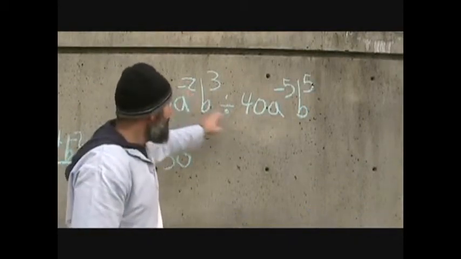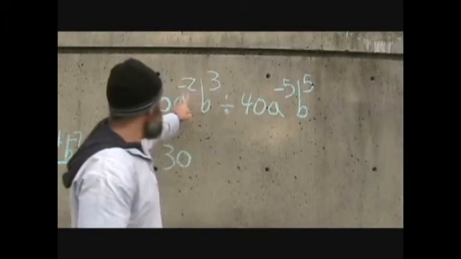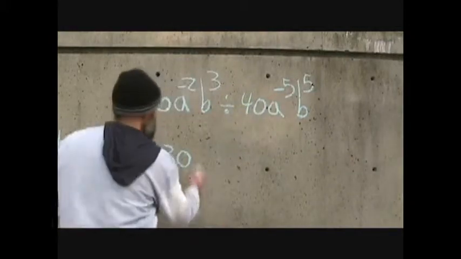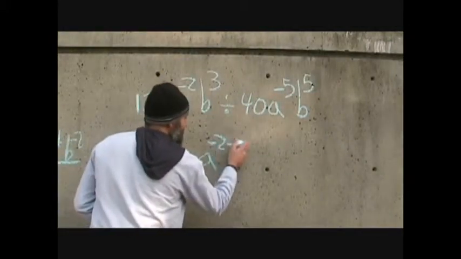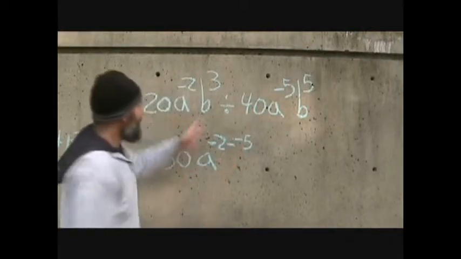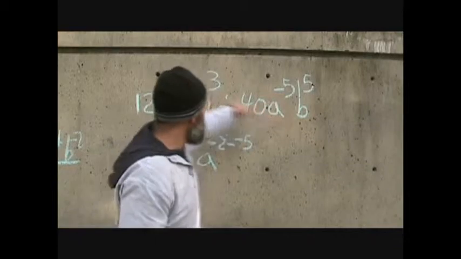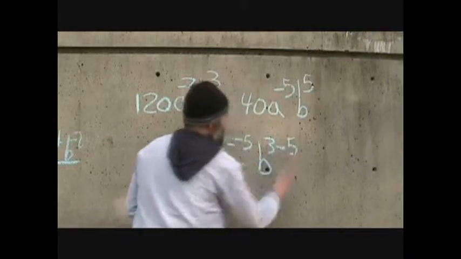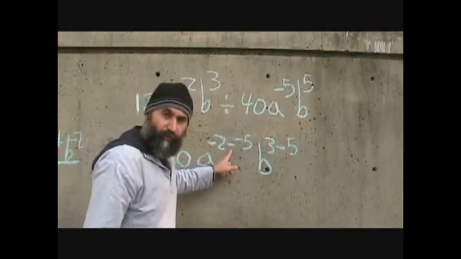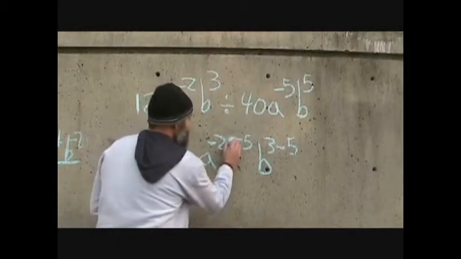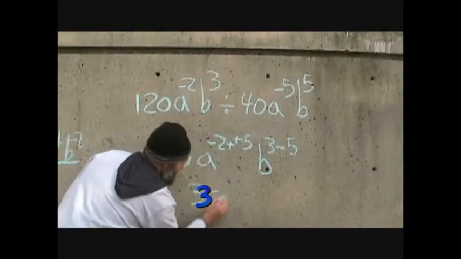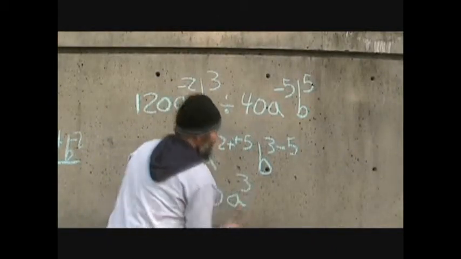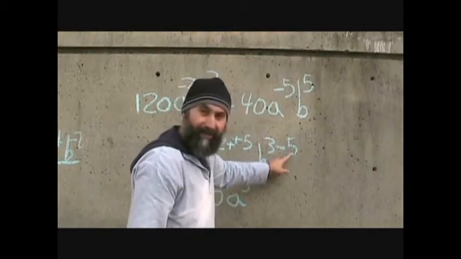Then a to the negative 2 divided by a to the negative 5. What you do with division, you subtract the exponent. So it becomes negative 2 minus negative 5. And you do the same thing with the b, because the bases are the same. So it becomes b to the 3 minus 5. We talked about this before, and negative becomes a positive, so this becomes plus. So this becomes 30 a to the power of negative 2 plus 5, which is 3, b to the power of 3 minus 5, which is negative 2.